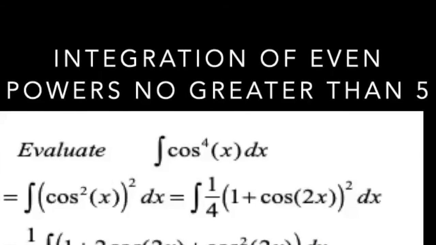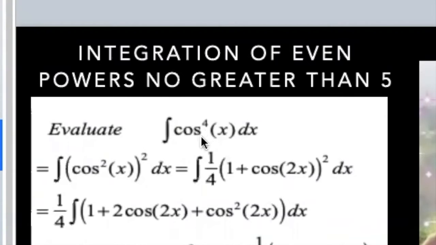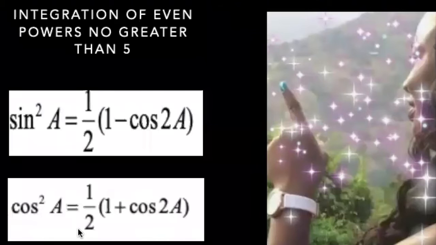Now we have the integral of cos 4x dx. This is an even power, so first we write cos 4x as cos square x all squared. Now cos square x, just to remind you, using the identity, cos square a is equal to a half, 1 plus, not minus, but plus cos 2a. Now if you realize I have a quarter here, it's a quarter because of the square.